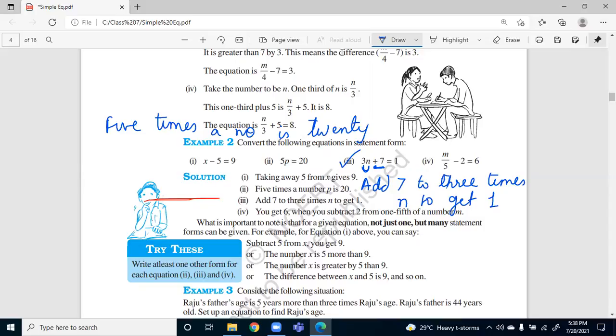So please try the fourth part. See, it is divided by 5, Rakshita. So how will we do it? 1/5 of the number. What will we say? If we subtract 2 from 1/5 of the number, then we will get 6.